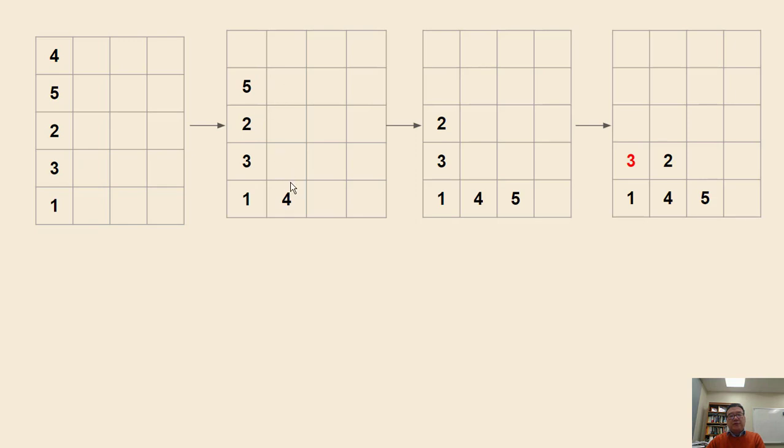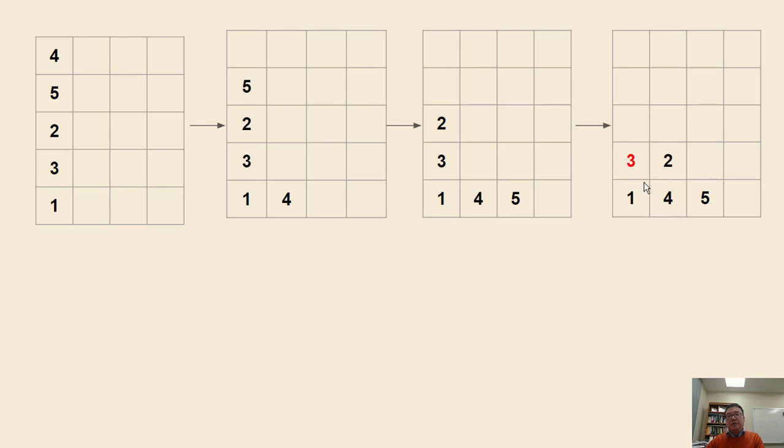So 5 cannot be put on top of 4, because then they will be taken out of order. So we put 5 on the next stack. 5 will be the bottom of the next stack, and then we have 2. So 2 must go on this first stack, because otherwise they will be taken out of order. So we put 2 here.